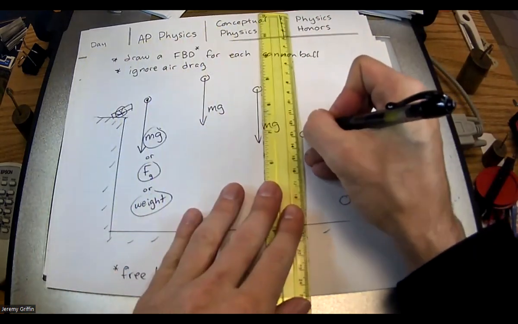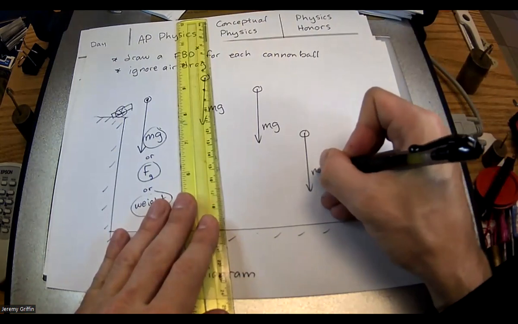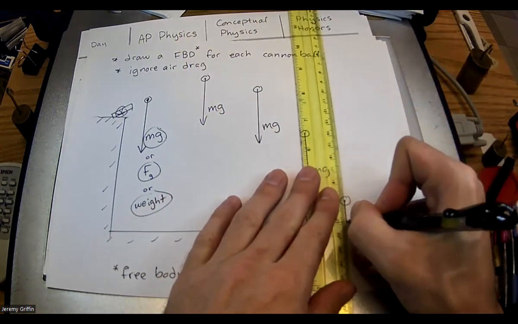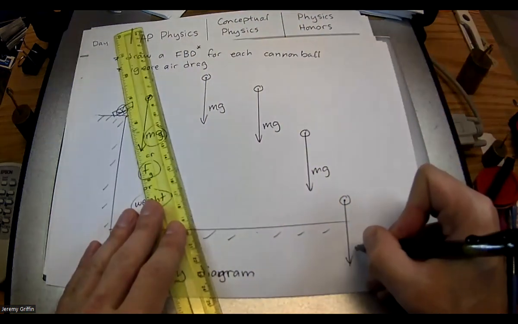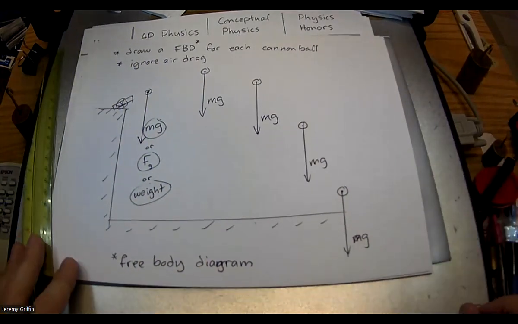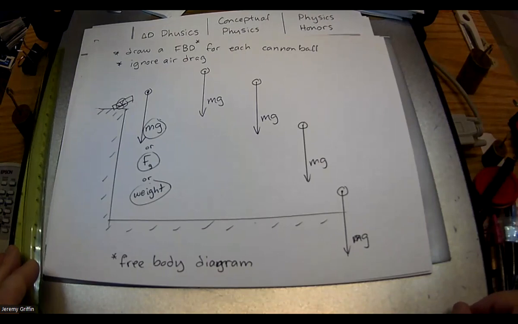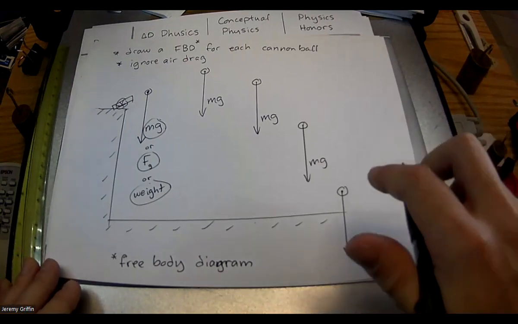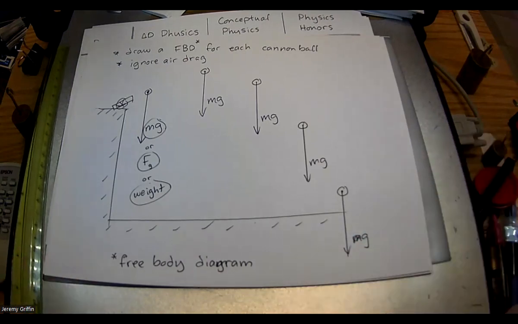What about right here? Mg. Hey, does every single one of these cannonballs have the exact same free body diagram? Sure does. Mg. Yeah, that's it. There's all 5 of them. They're all exactly the same. Okay. Yeah. Why aren't we accounting for the movement to the right?